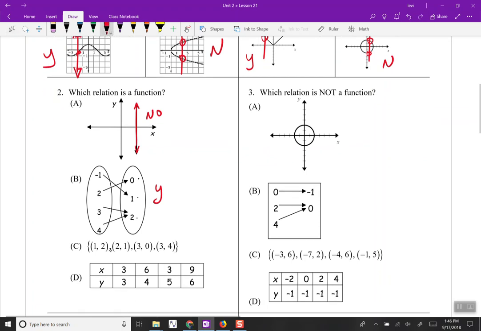C: 1, 2, 2, 1, 3, 0, 3, 4. For an input of 3, we've got an output of 0 and an output of 4, so that's a no, because they've got two different outputs. Same thing here, for an input of 3 we get an output of 3, and for an input of 3 we get an output of 5, so that's a no.